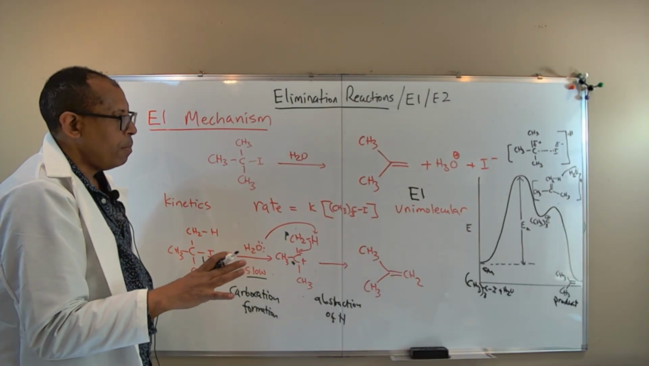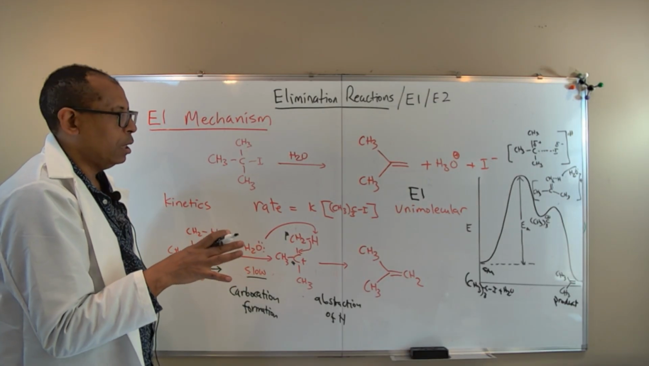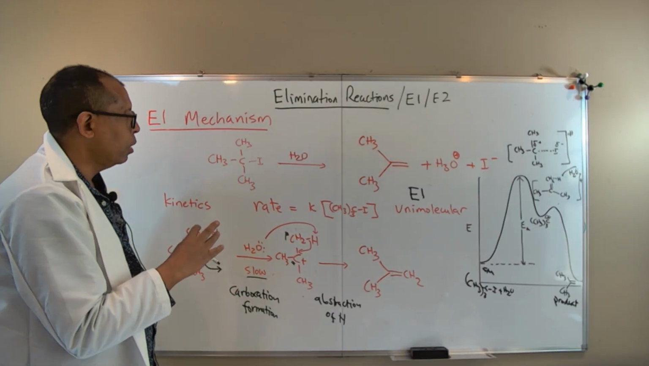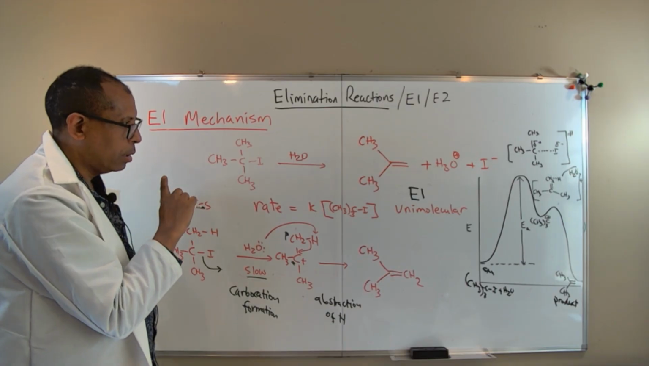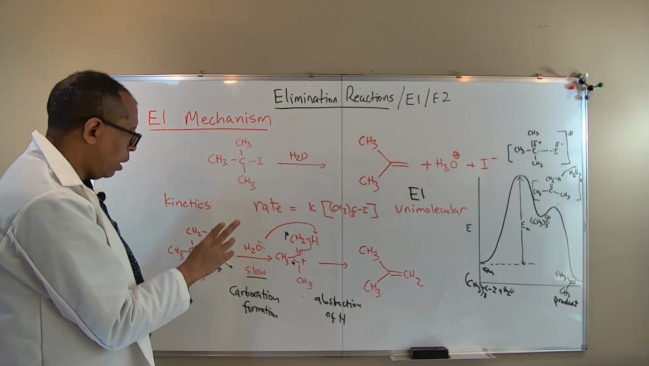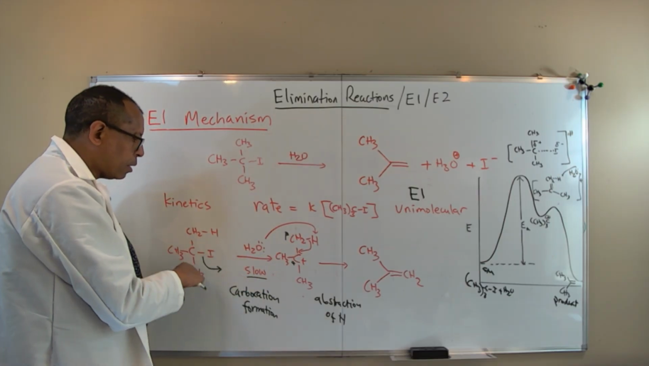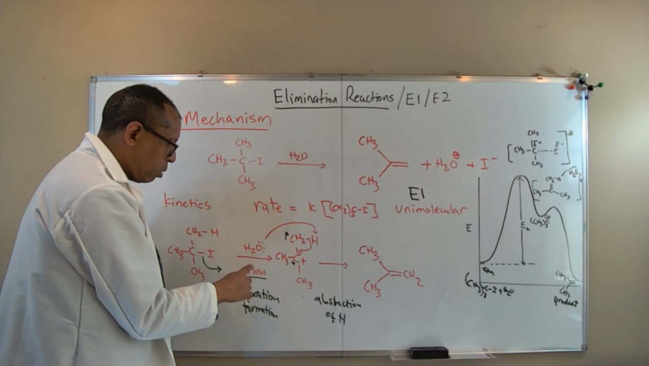The final product is an alkene, and it goes through a two-step process. The first step is a carbocation formation.